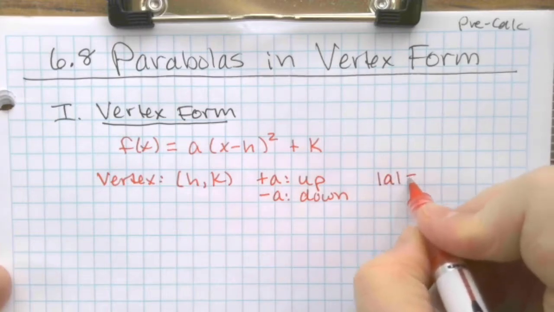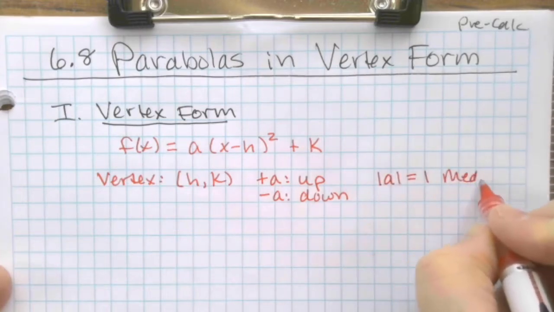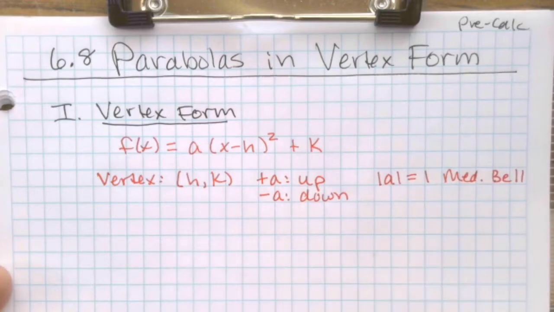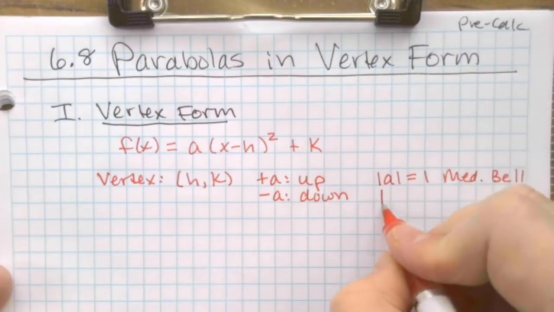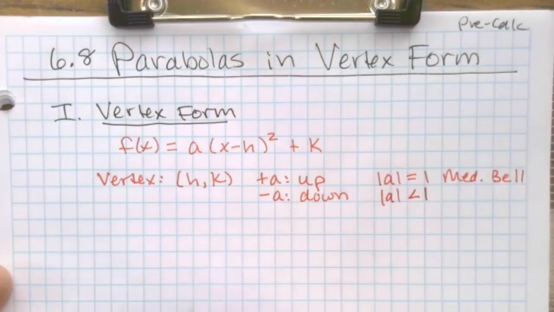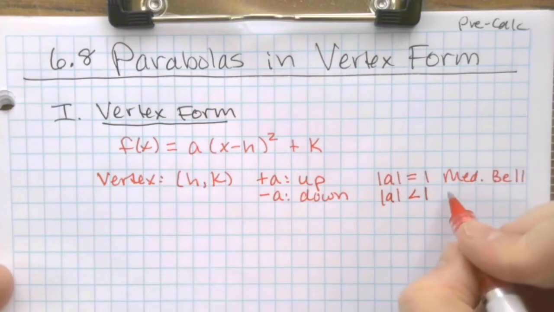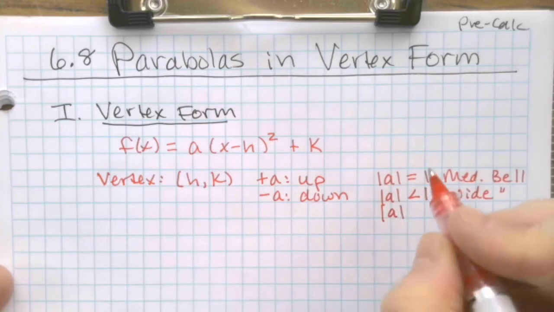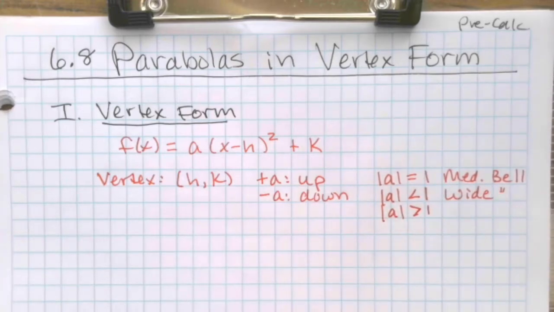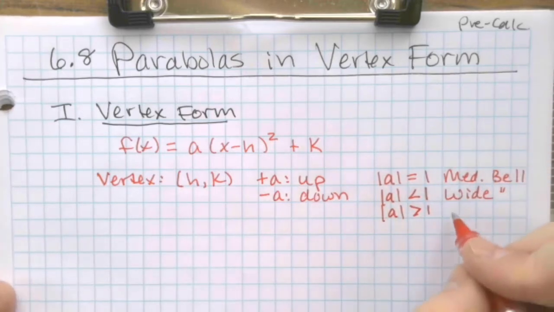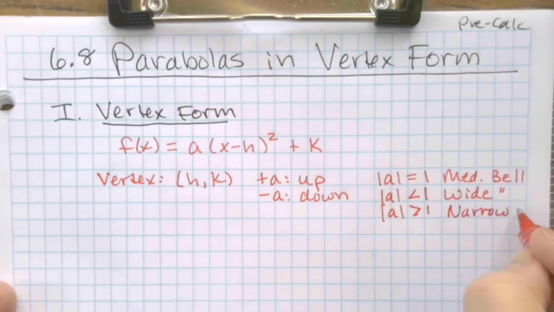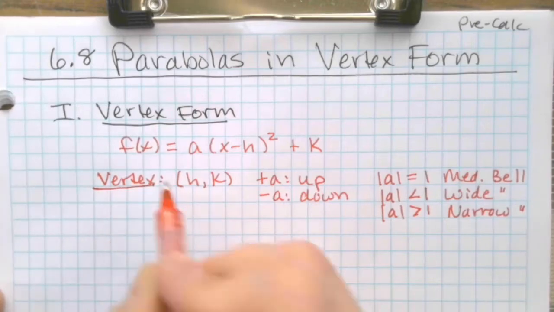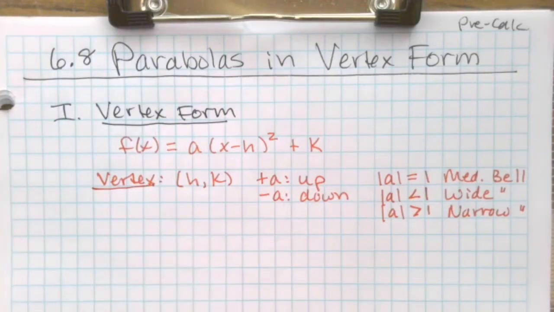If the absolute value of a is 1, you have what we call a medium bell, so if it's plus or minus 1. If the absolute value of a is less than 1, so a fraction less than 1, it's going to have a wide bell. And if the absolute value of a is greater than 1, like 2, 3, negative 4, it's going to have a narrow bell. Another piece of information that we've talked about is the axis of symmetry.